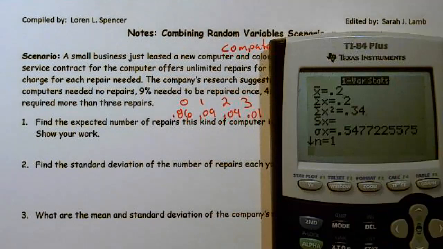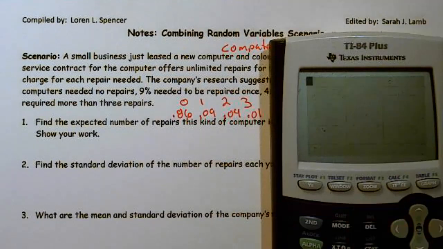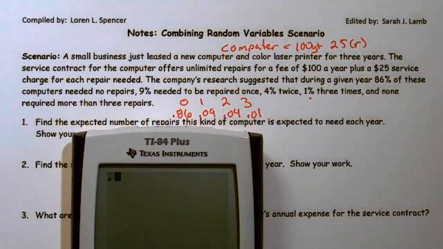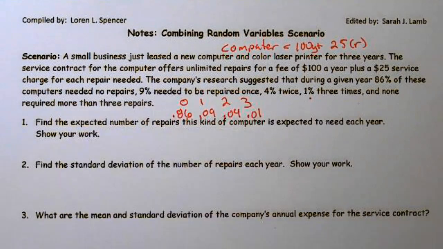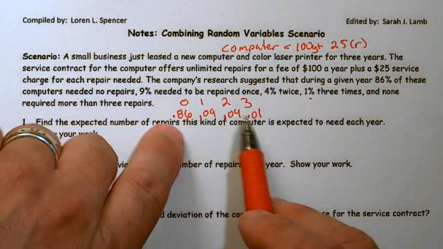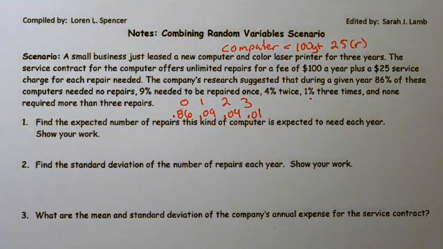So let's check this out real quickly to make sure that we have a valid probability distribution. And remember, to be a valid probability distribution, this has to sum up to 1 whole. So we have 0.86 plus 0.09 plus 0.04 plus 0.01. Sure enough, we have 1 whole. So this is a valid probability distribution because none of the values are negative, none of the values are greater than 1, and each probability sums together to equal 1.